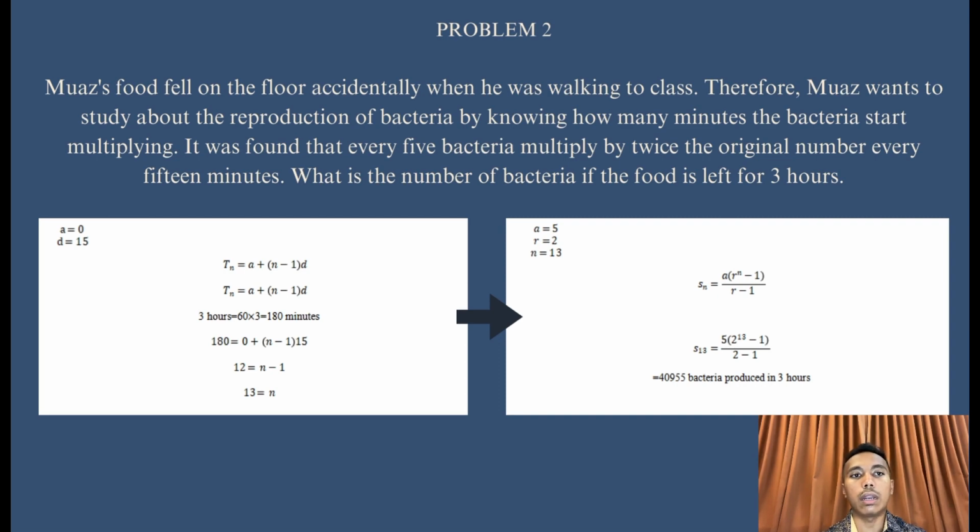Okay, we move to the right box. We have all the values now. Then we insert all the values into the formula of geometric progression. We press the calculator, then we get the final answer, which is 40,955 bacteria produced in 3 hours.